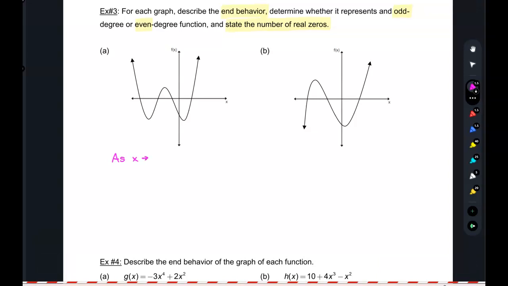So let's see what we want to ask. We want end behavior, we want odd or even degree, and the number of real zeros. Okay, Max, so should we do end behavior first? Sure. Okay, so as x approaches negative infinity, y approaches infinity, or f of x approaches infinity. It doesn't matter. If you put y, that would be fine.